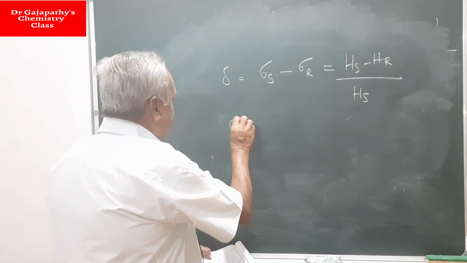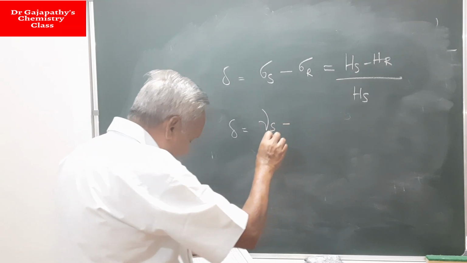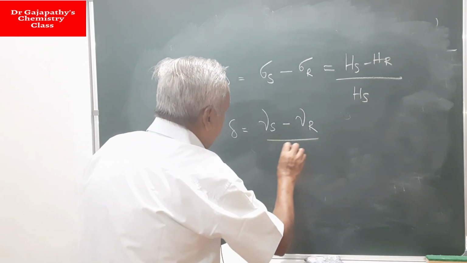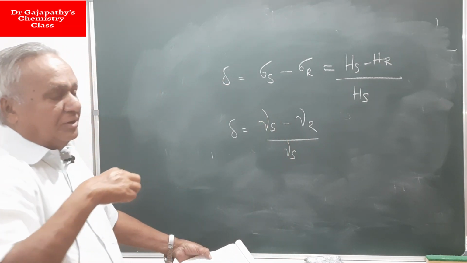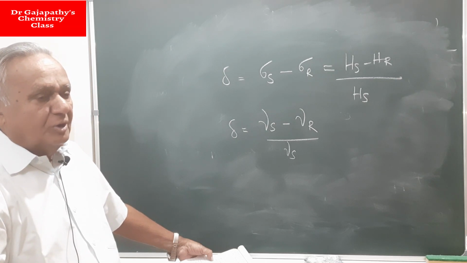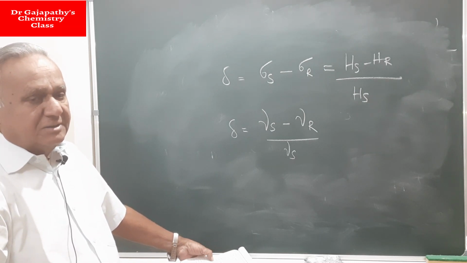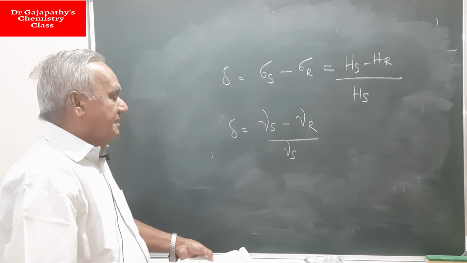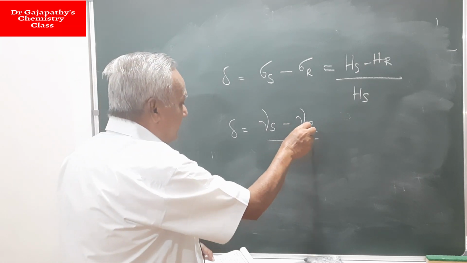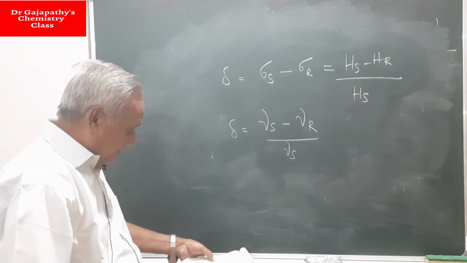Or I can write it as the frequency at which your sample absorbs minus the frequency at which your reference material absorbs, over nu s. This is the definition for the chemical shift. So different protons, depending upon the electronic environment and the atom to which they are attached, absorb at different delta values. So the delta value is a very important parameter, defined by the radio frequency at which your sample absorbs minus the radio frequency at which your reference absorbs, over nu s, the frequency at which the sample absorbs.